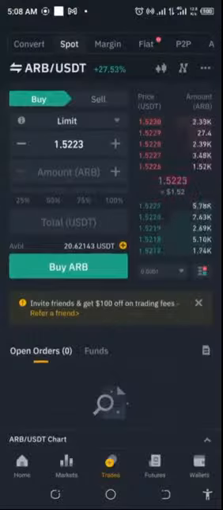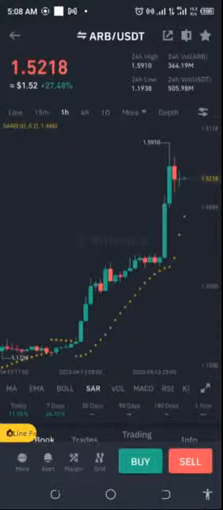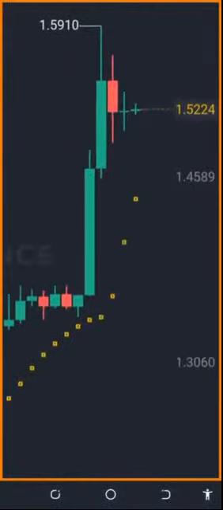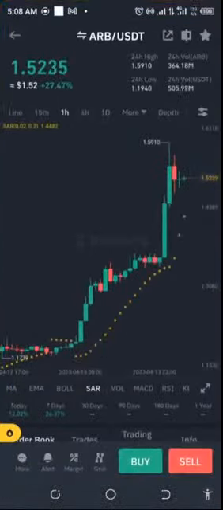Before we go and check, let's look at the chart. You can see here that it actually pumped. It went beyond and then it pumped. This took about 3 to 3.5 hours for this trade to get executed.